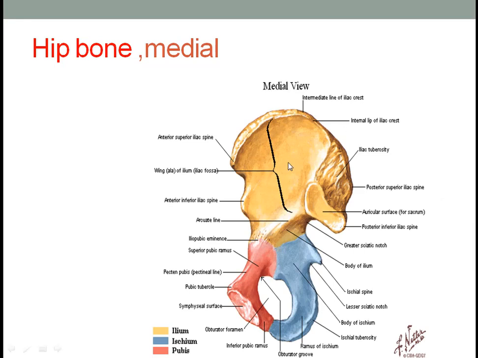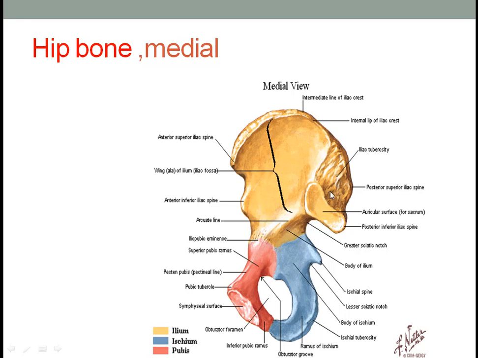If we see it from medially, again this is the iliac crest. This is the inner or internal lip of the iliac crest. This is the anterior superior iliac spine, and this is the anterior inferior iliac spine. This is the posterior superior iliac spine, and this is the posterior inferior iliac spine. As you see here, this is the articular surface of the sacrum. So the sacrum articulates with the ilium.